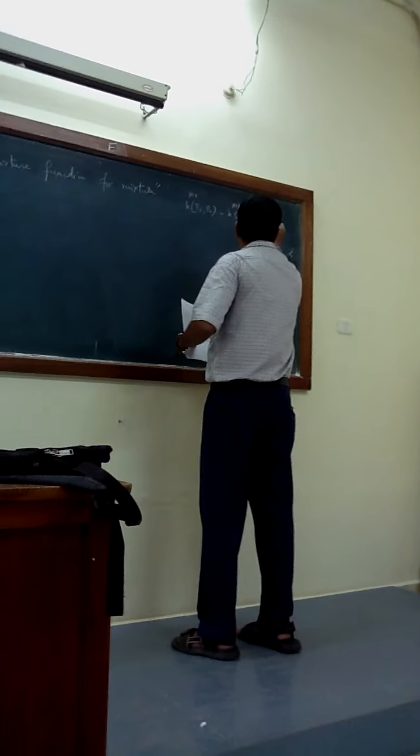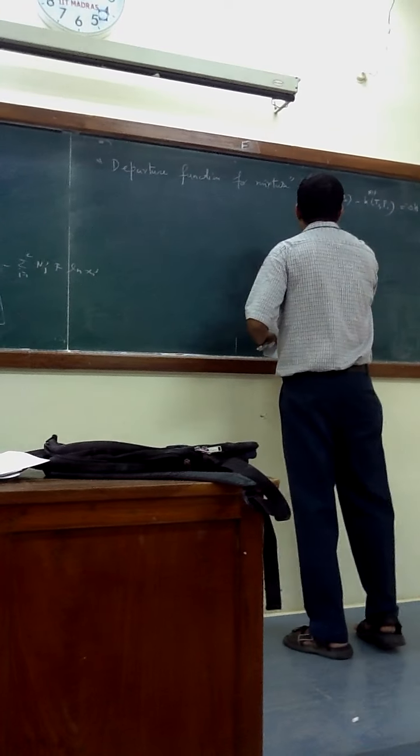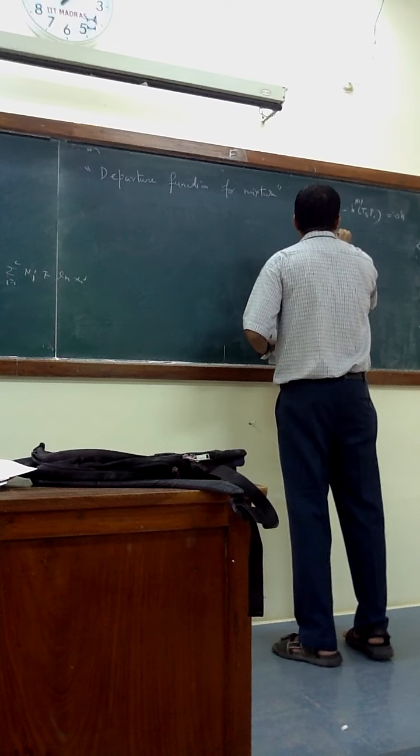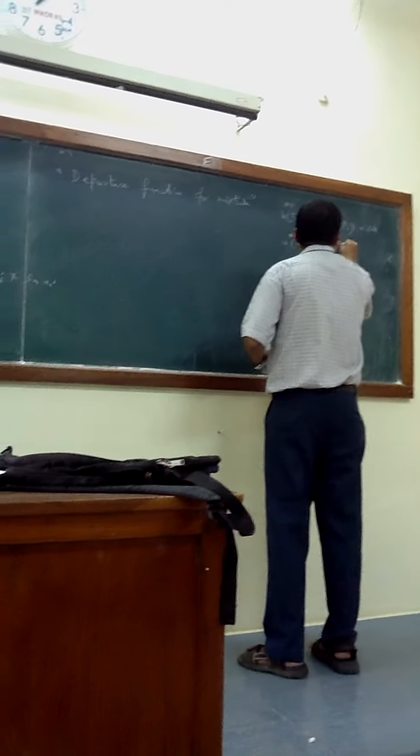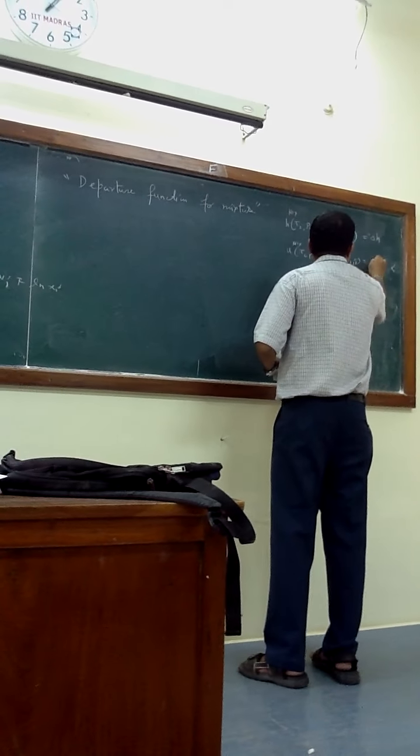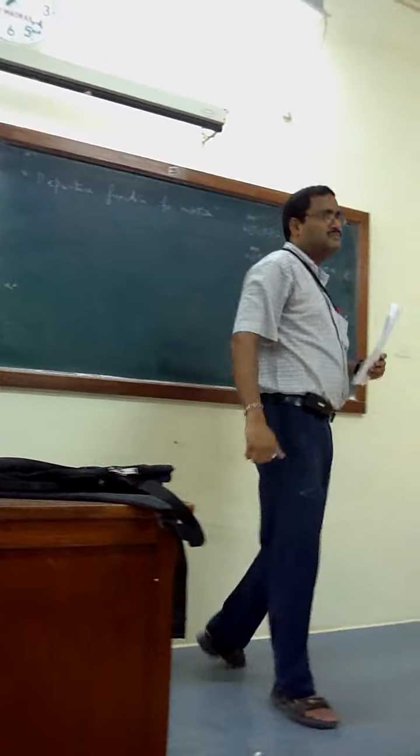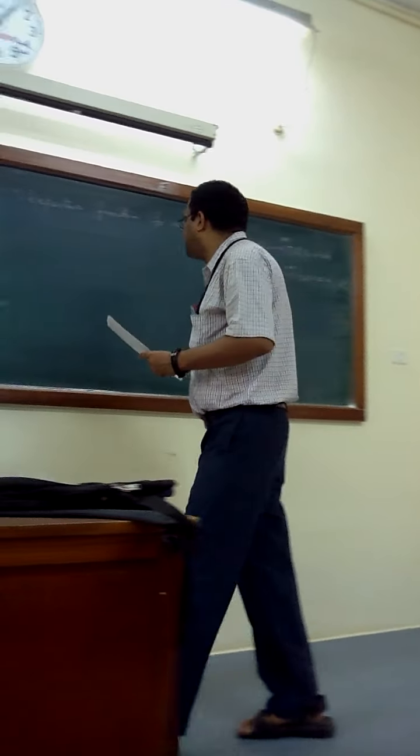So this will be giving you delta H. Similarly, one can calculate U at T2 P2 for the mixture minus U of the mixture at T1 P1. So what will you do for the departure function?